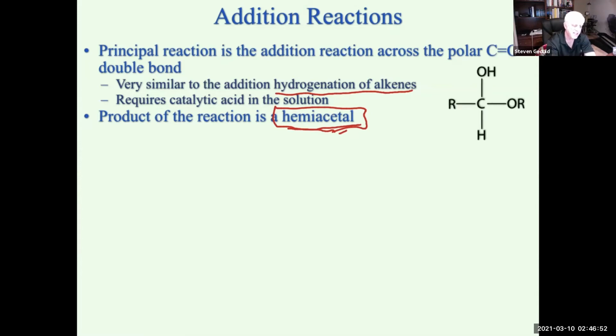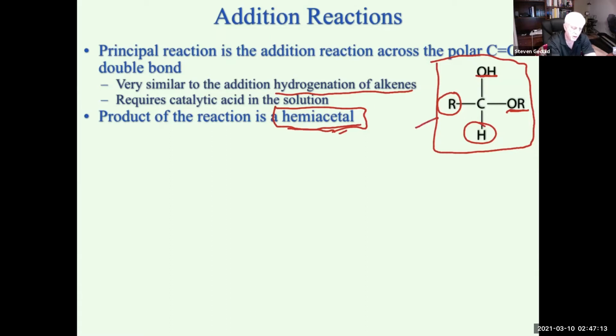Okay. This is a hemiacetal right here. You have an R group and an H group. Okay. Attached to that carbon, you have an OH and an OR. So you have 2 oxygens bonded to that carbon. One has a hydrogen, one has an R group.